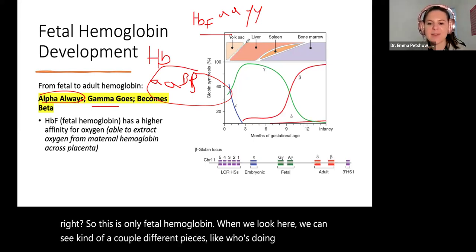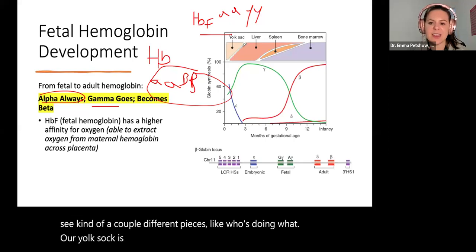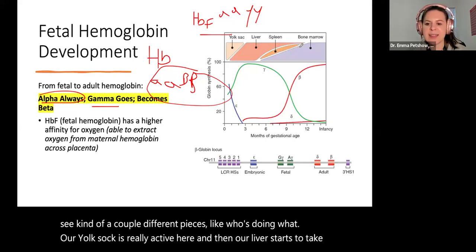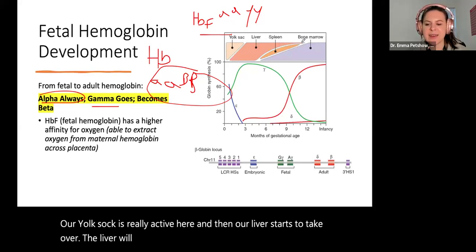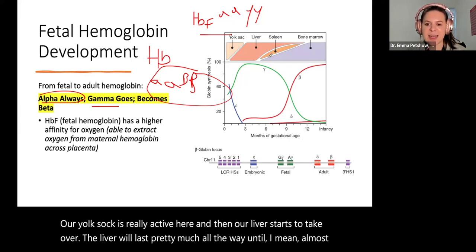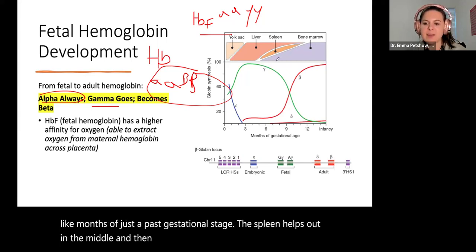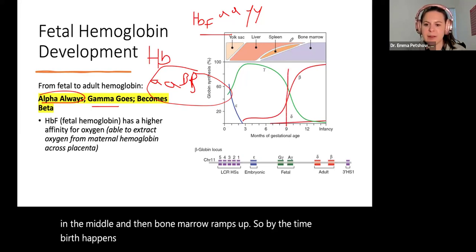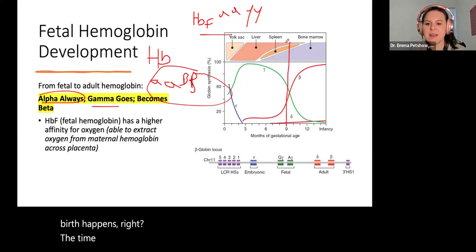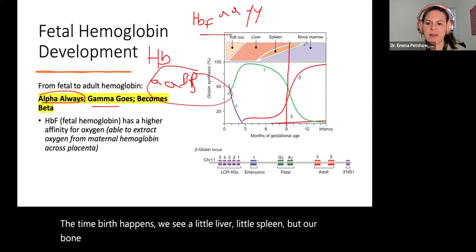Our yolk sac is really active here, then our liver starts to take over. The liver will last pretty much all the way until almost months past the gestational stage. The spleen helps out in the middle, and then bone marrow ramps up. So by the time birth happens, we see a little liver, a little spleen, but our bone marrow has almost taken over control of creating our blood.